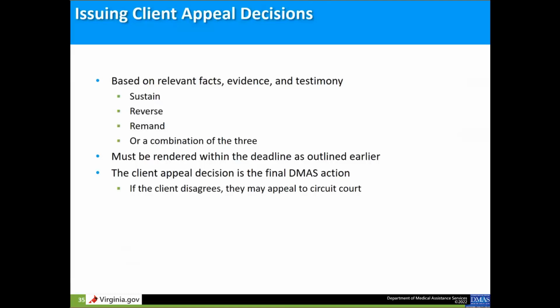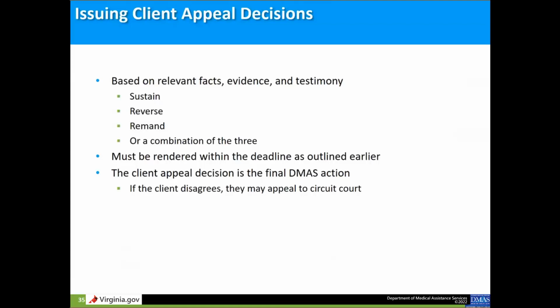The final step in the appeals process is the issuance of the written decision. The DMAS hearing officer's decision is the final agency decision under the client appeals process. Any further appeals are directed to the appropriate circuit court under the rules of the Virginia Supreme Court, which is provided with each appeal decision that the DMAS appeals decision issues.